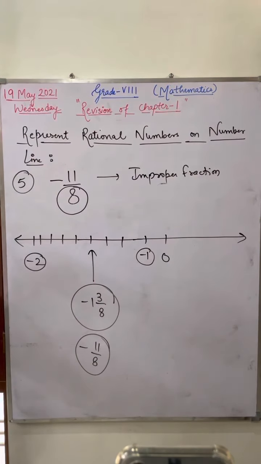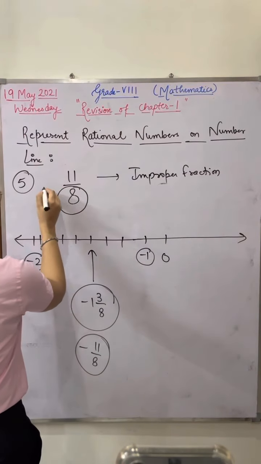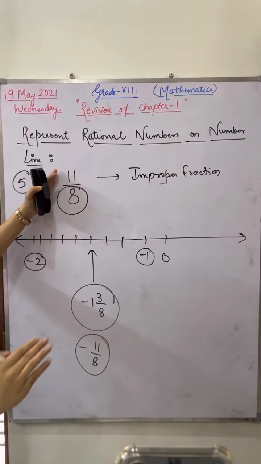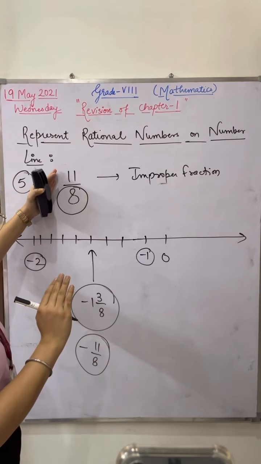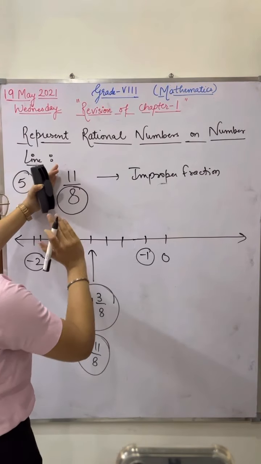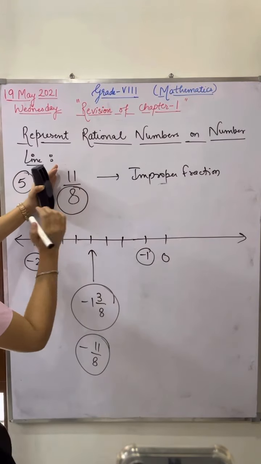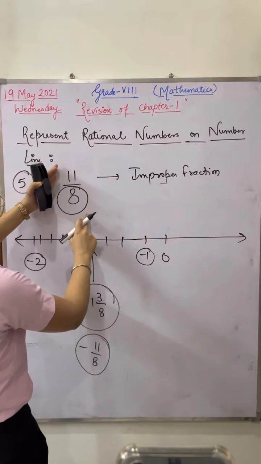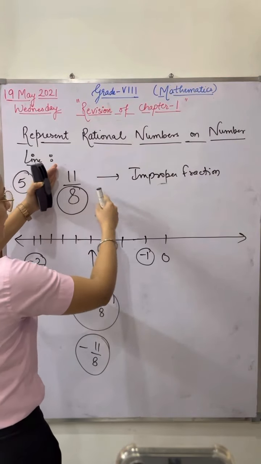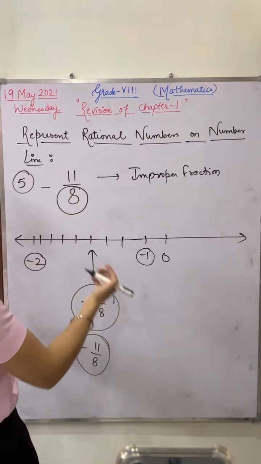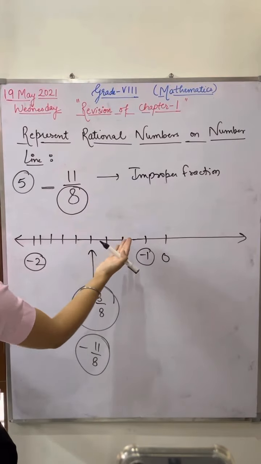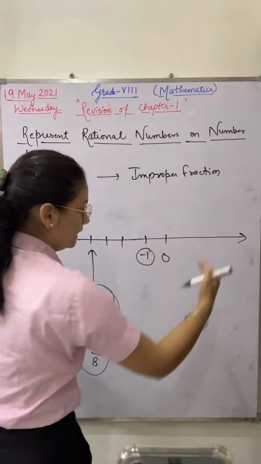You have to see, don't think about the minus. Minus is a common value. Just see the numerator and denominator always, whether it is positive or negative. This positive negative sign is common. Leave this sign. First of all check whether it is proper or improper by matching the numerator and denominator. If the numerator is smaller, it will be a proper fraction. If the numerator is bigger, it will be an improper fraction. Then use this minus sign to show it on the number line, negative side, that is this side, or positive, this side.